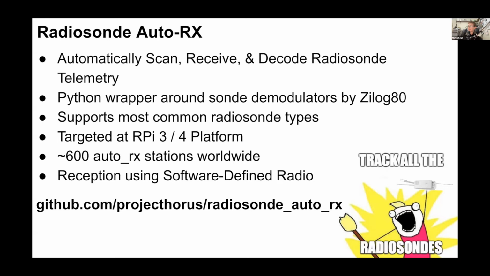This then expanded to support a lot more radiosonde types, to the point that now we support pretty much every common radiosonde type that's used worldwide. It was targeted basically at a Raspberry Pi style platform, though it would run on a lot of different platforms nowadays. There's currently 600 stations running this software, using software-defined radio, and there's a GitHub link there.